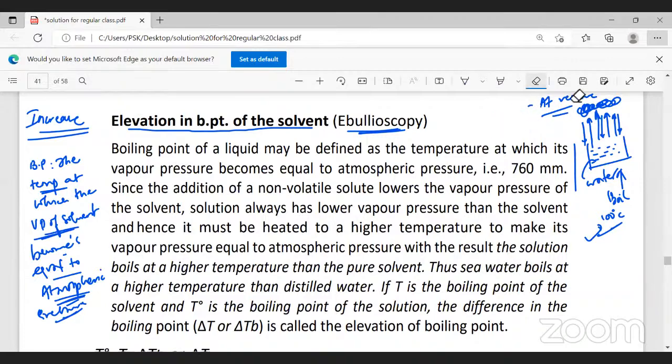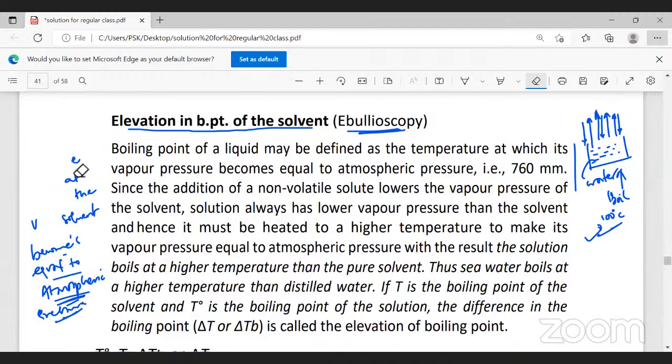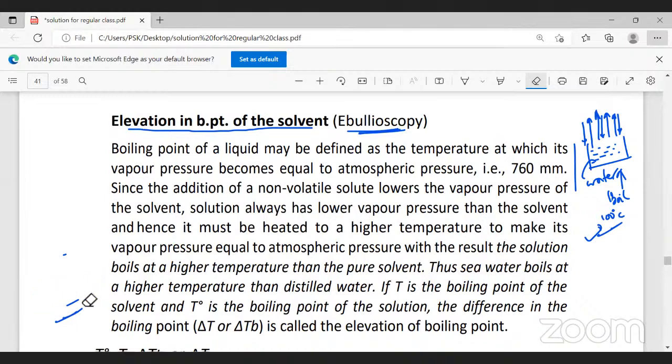Now, we'll have to understand what is elevation in boiling point. The boiling point of a pure solvent, it can be any solvent, is represented as T0 degrees Celsius. How do we represent the boiling point of pure water? T0 degrees Celsius. All right. This is the boiling point of a pure solvent.